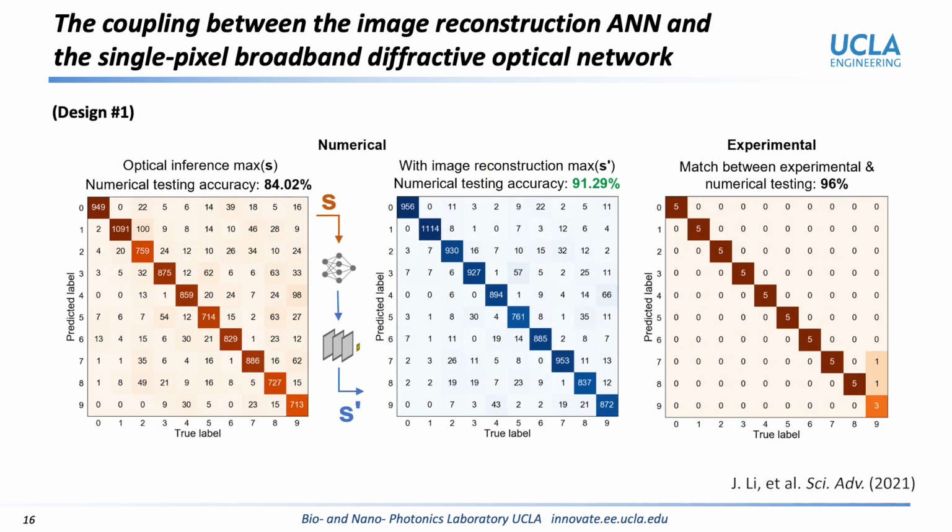Through this collaboration between the diffractive network and its decoder artificial neural network, we improved the overall inference accuracy of a given diffractive network model. For example, for the same highly efficient diffractive network model, the blind testing accuracy for digit classification increased from 84.02% to 91.29%, demonstrating a substantial improvement through the collaboration between the decoder neural network and the broadband diffractive network.